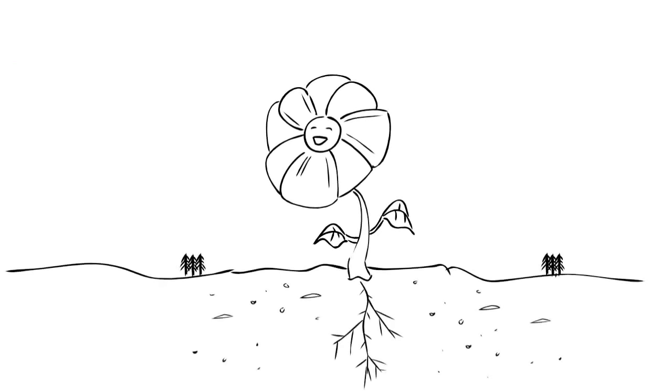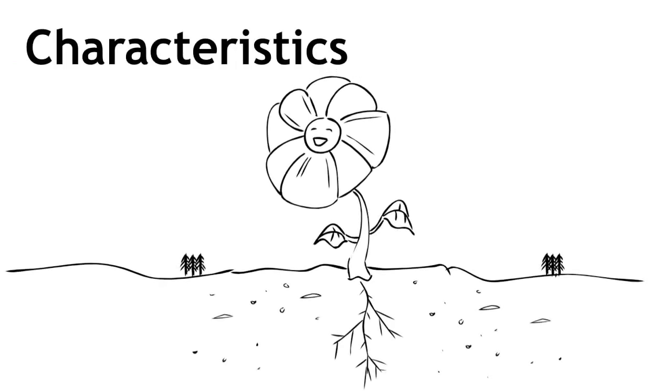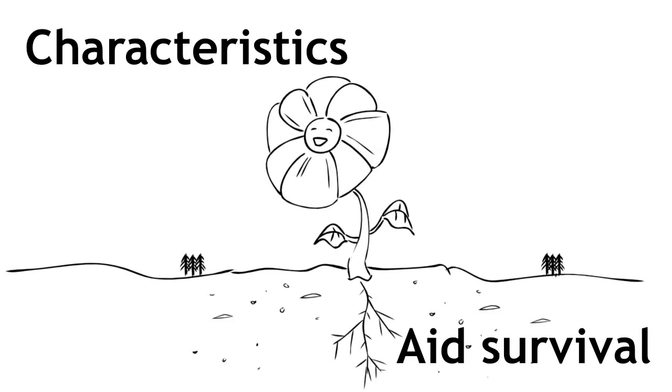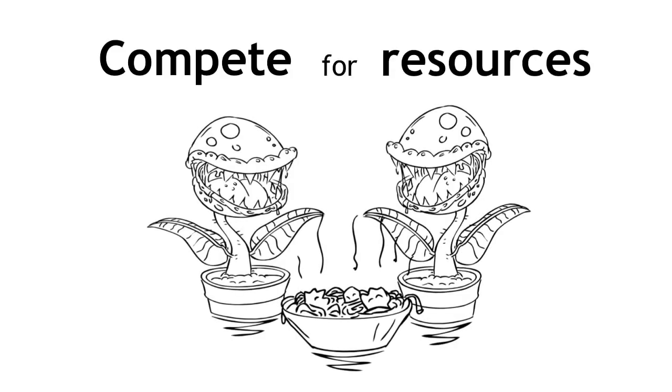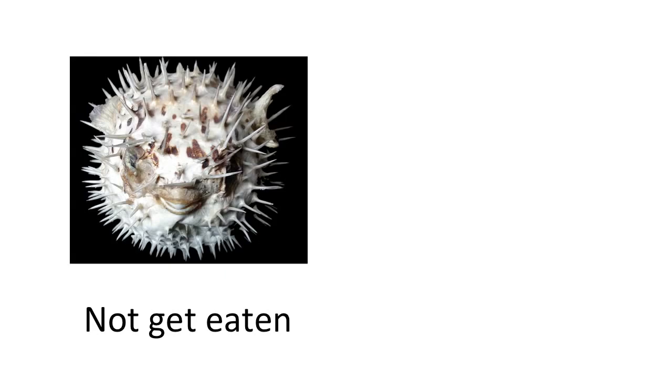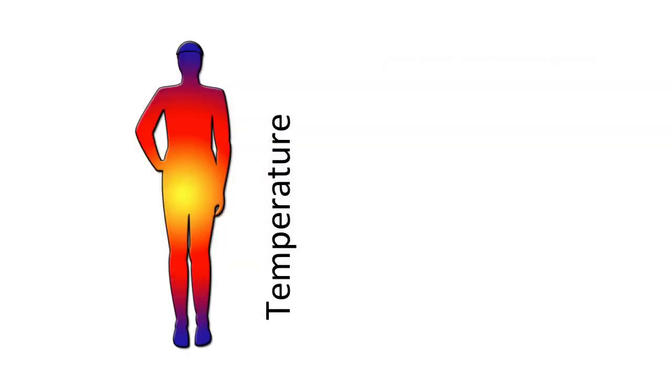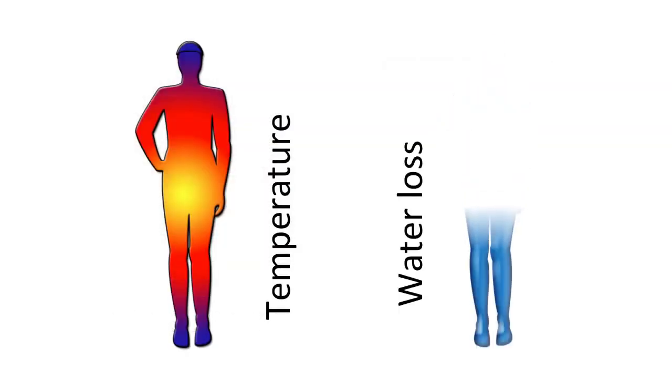An adaptation is a characteristic which helps an organism to survive in its environment. Plants and animals must adapt so that they can compete for resources and live successfully in their habitat. Some adaptations can help organisms to not get eaten, hide, control body temperature, or prevent water loss. An adaptation gives an organism a better chance of surviving in its environment.